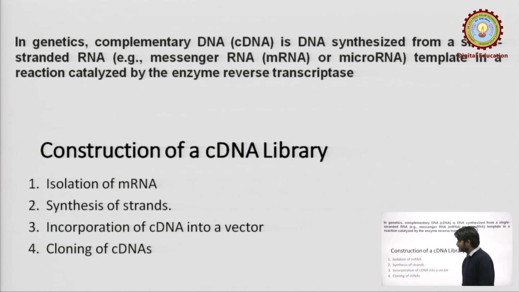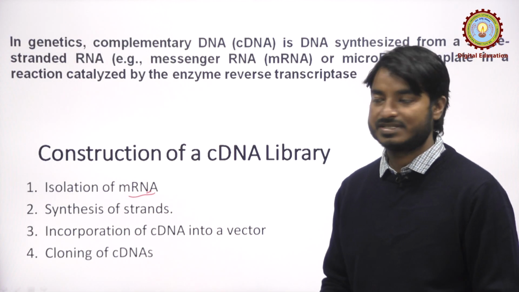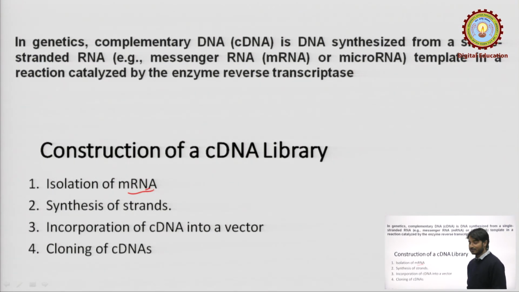First of all, the first point is the isolation of messenger RNA. You have learned about messenger RNA. It is involved in the synthesis of protein with the help of tRNA. Messenger RNA will code the different kinds of proteins which are utilized in various biochemical processes. The second is the synthesis of the second strand. As we know, messenger RNA is single stranded, but what we require is DNA, which is double stranded, and to fix that into the vector we need to make it double stranded.